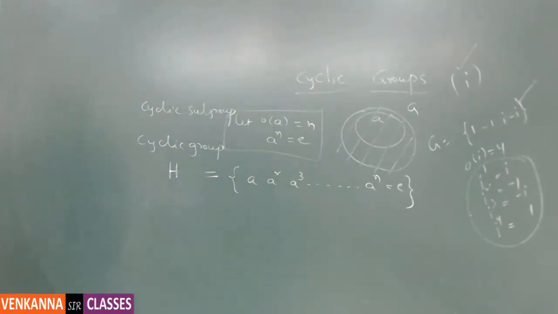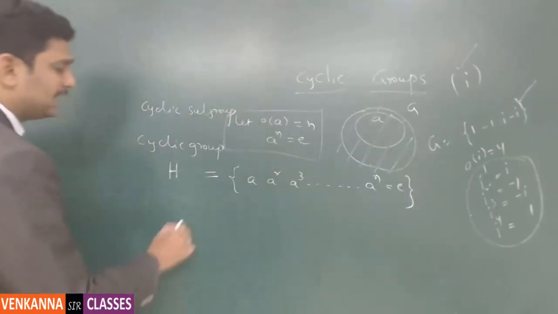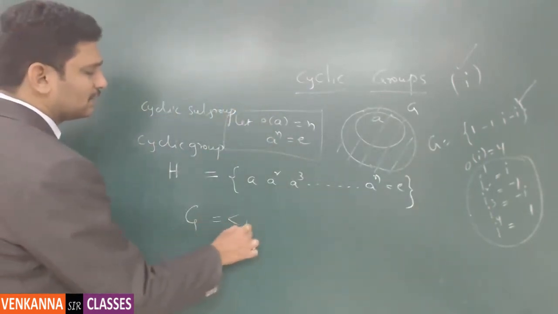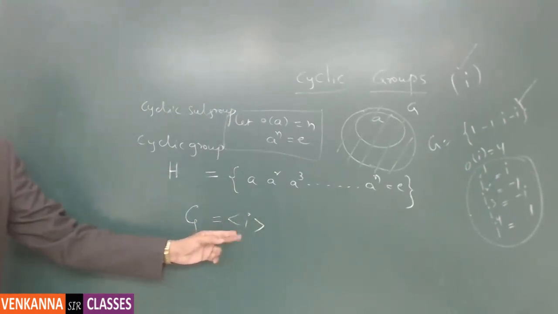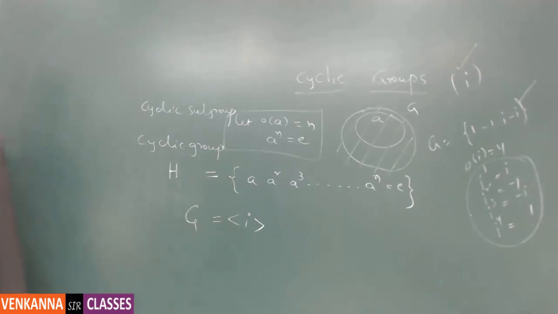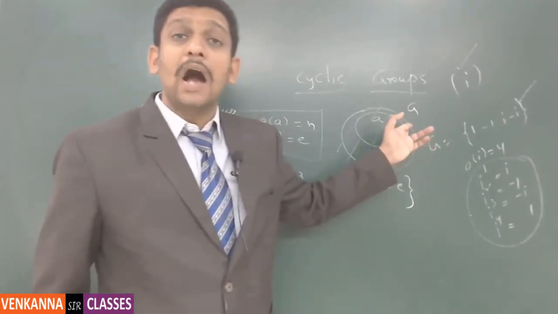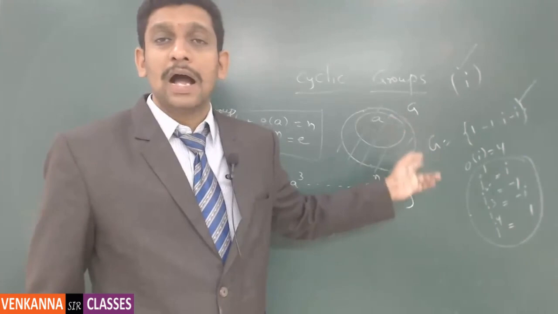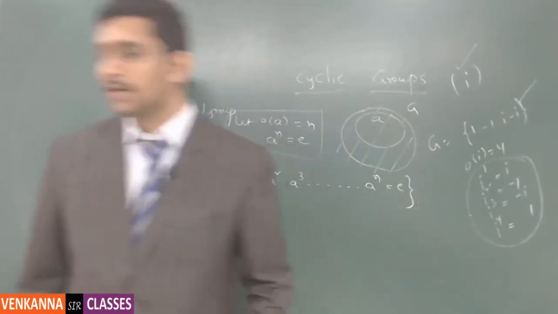Because while raising the powers of I, you will get all the elements in that group. So we say that the group G is a cyclic group and it is generated by the element I. So I is called the generator and symbolically we will write like this. This is the symbolic notation. One interesting thing you can observe is the order of the group and the order of the generator are both the same. Did you observe?